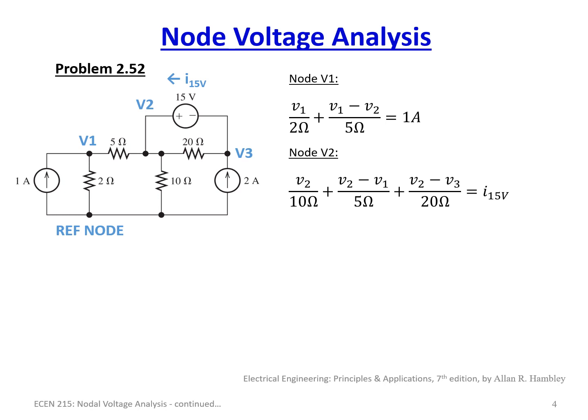So I have V2 over 10 ohms, so that's this current right here. I have V2 minus V1 over 5 ohms, so this current right here. Then I have V2 minus V3, so that's this current. And all that's going to equal I15V. Since this current is coming in, the negative version is going out, so we just flip it onto this side, same as we did with the 1 amp. So that is equal to I15V. That's it. That is the equation for node 2.